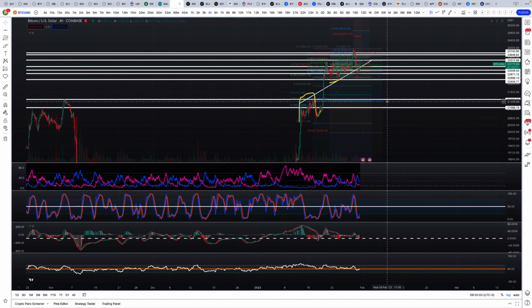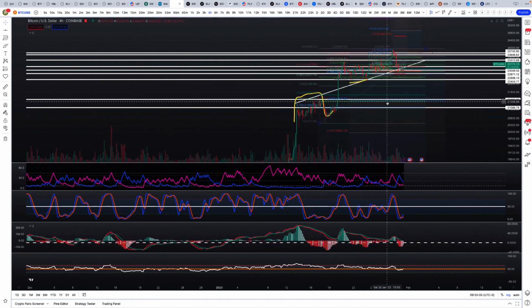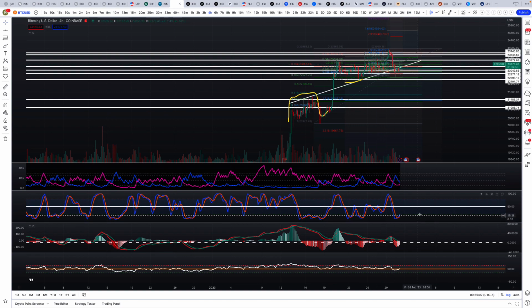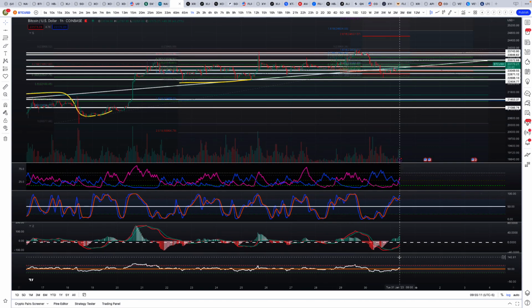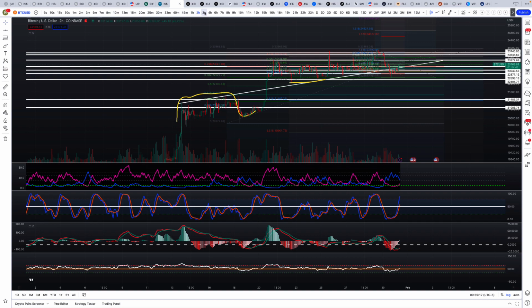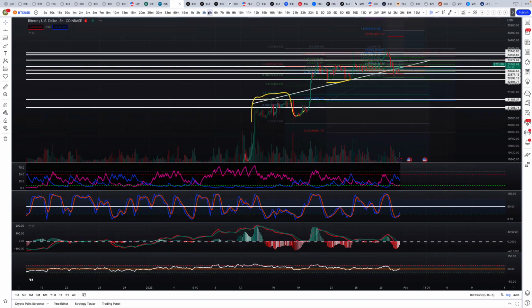So what happens on the short term time frames makes up the bigger time frames. And you can just see just by going to 1 hour. Just look at this right here. Look at how it reacts. 1 hour, 2 hour, 3 hour, 4 hour.